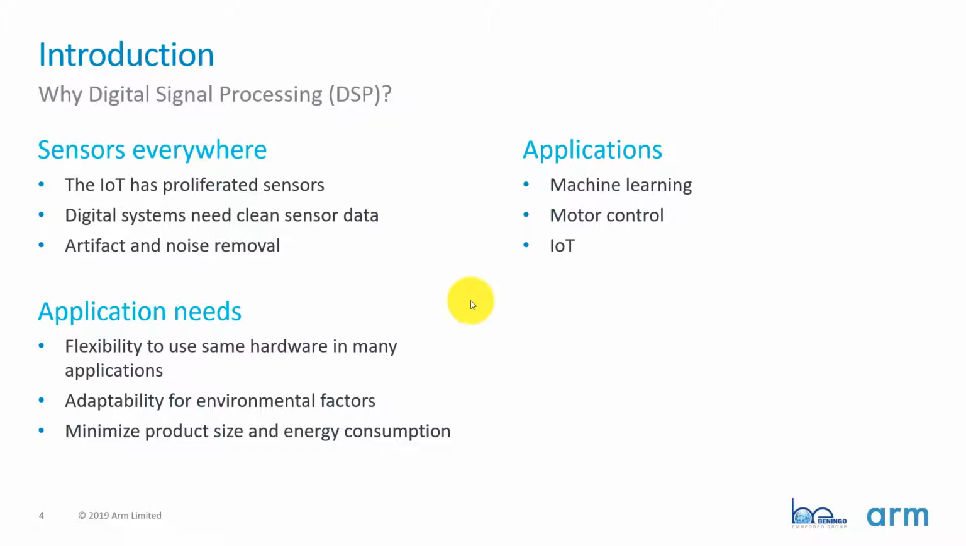So why are we talking about digital signal processing today? Well, digital signal processing is a really key and critical component within an embedded system. And especially today, as we start to look at all these connected IoT-based solutions, we're starting to see that there are sensors literally everywhere. So the IoT is really proliferating sensors. And of course, if we're connecting these sensors to digital systems, we need to make sure that those systems have clean data to work with. And we want to make sure we don't have artifacts or noise inside of those signals. So we can do that in a couple of different ways.